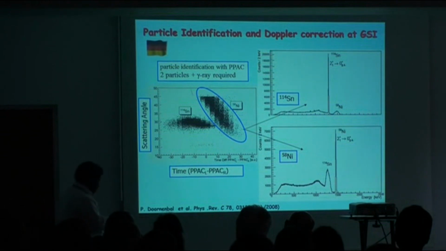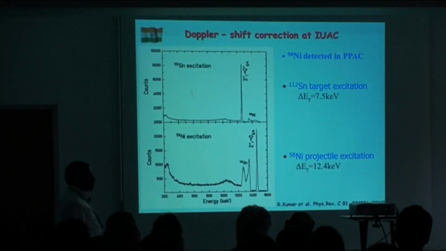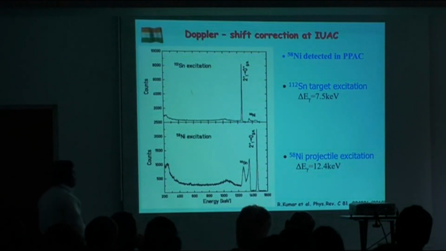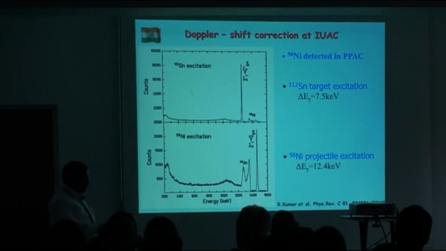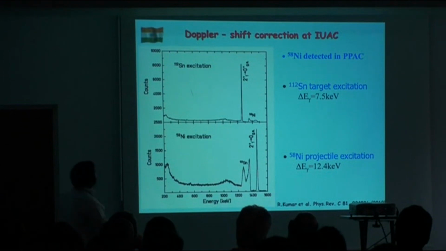And these are the results from IUAC, where we have a nickel beam on highly enriched tin targets, and the Doppler corrected target excitation and the projectile excitation are shown in the corrected spectra here. And here also the tin intensity is normalized to the nickel intensity.